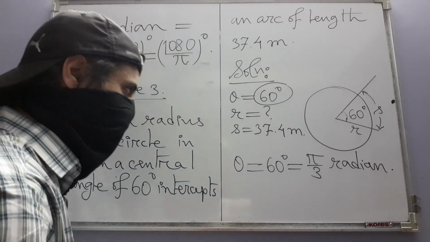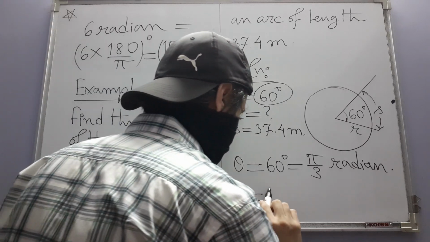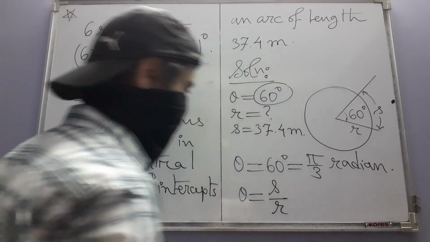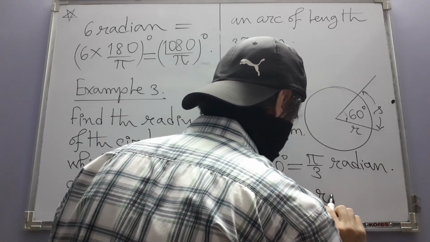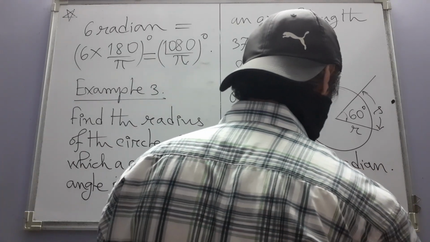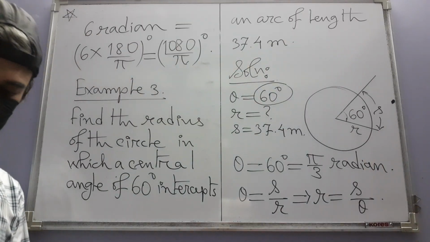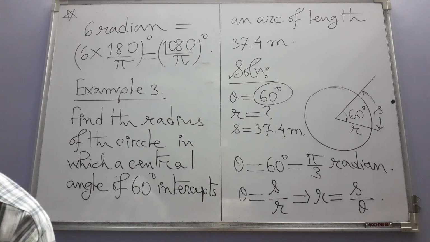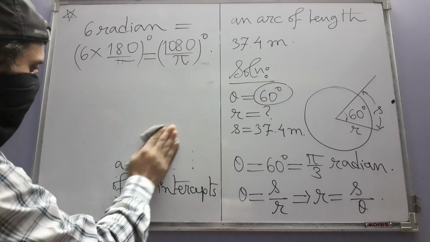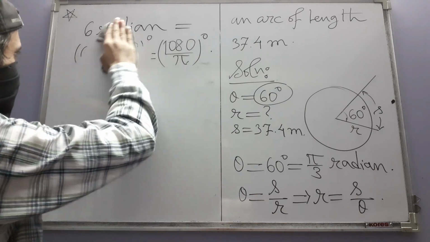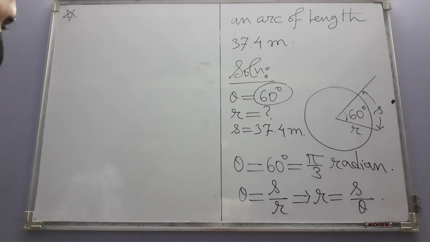So now we know that theta is equal to S divided by R. So this gives you R is equal to S divided by theta. So that's how we can find R. So if you now use the values, you are going to get this.